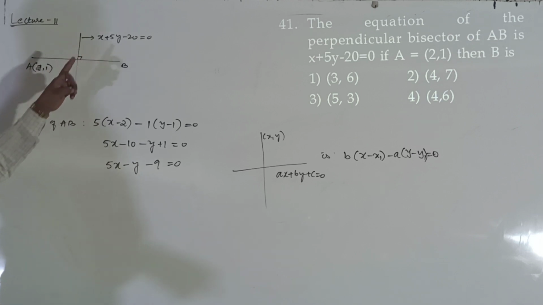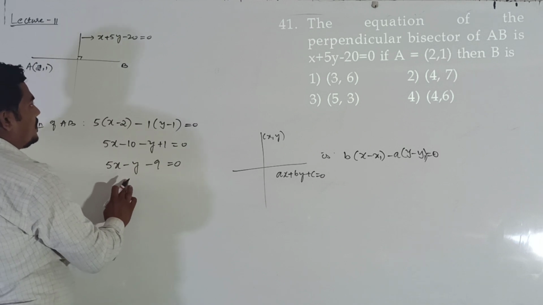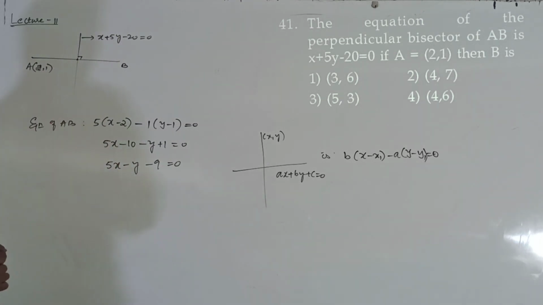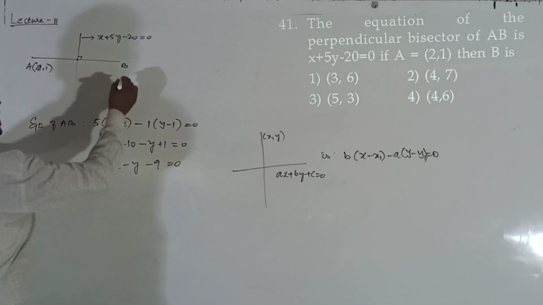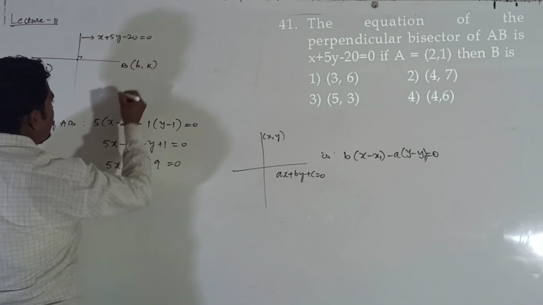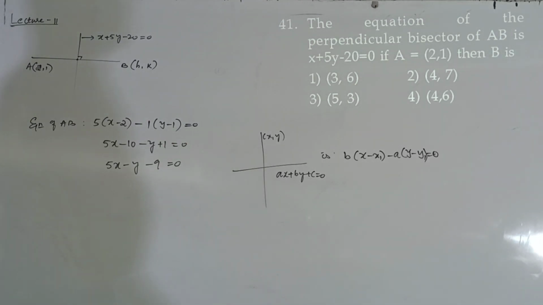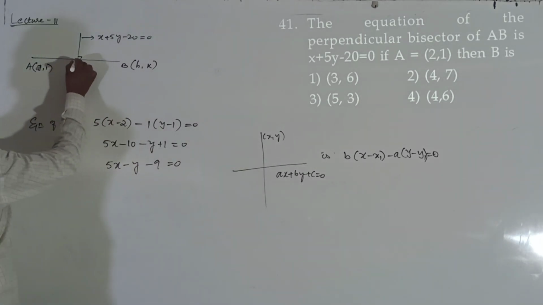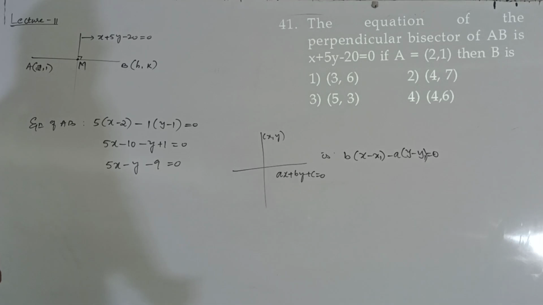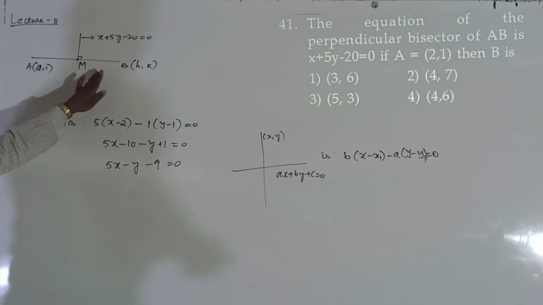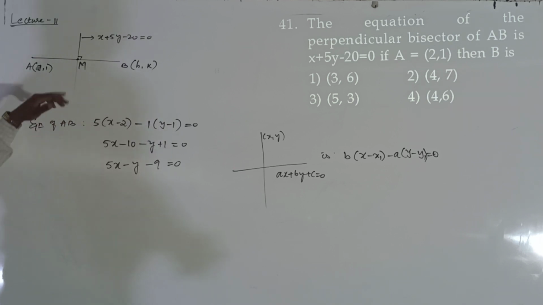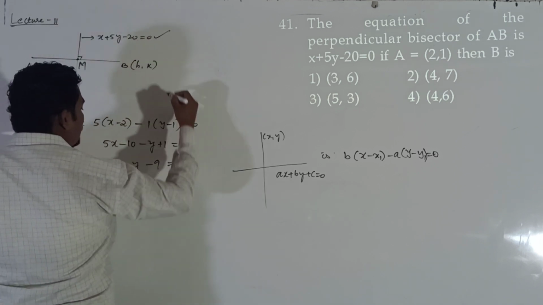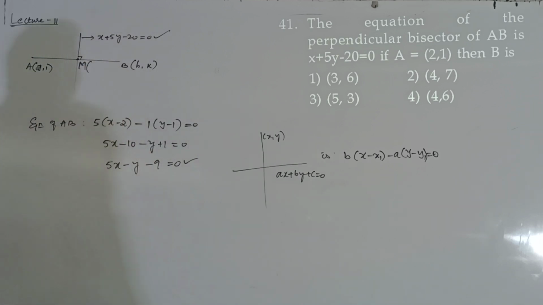Its slope is minus. Clearly this is the equation of AB. We need the coordinates of B. Take it as h comma k. But for finding the coordinates of B, we don't have any condition, right? But we can find the coordinates of M. M is the midpoint of AB, and one more thing, it is the point of intersection of AB and the given line. If you solve the two equations, then we get the coordinates of M.